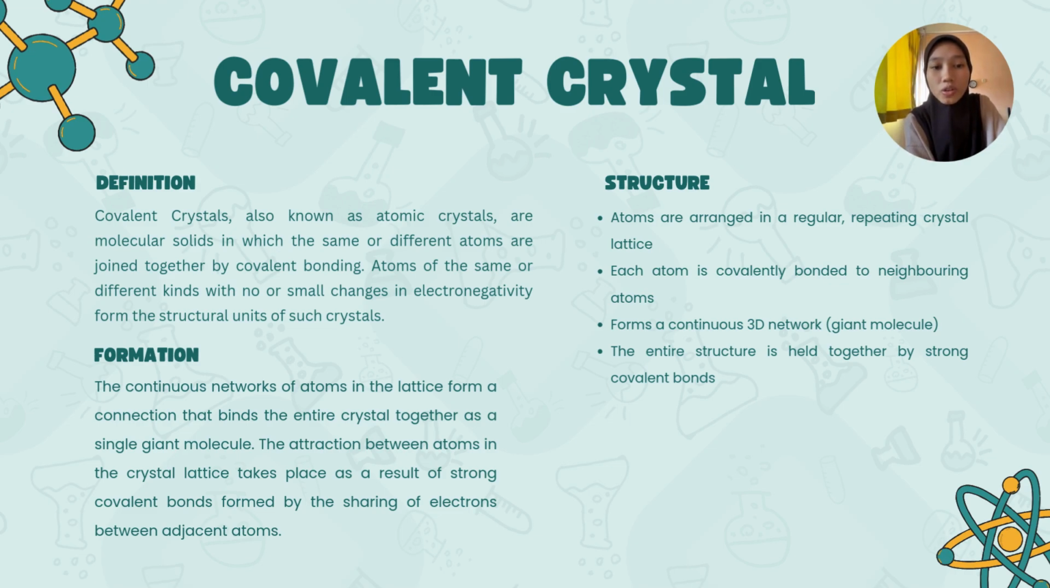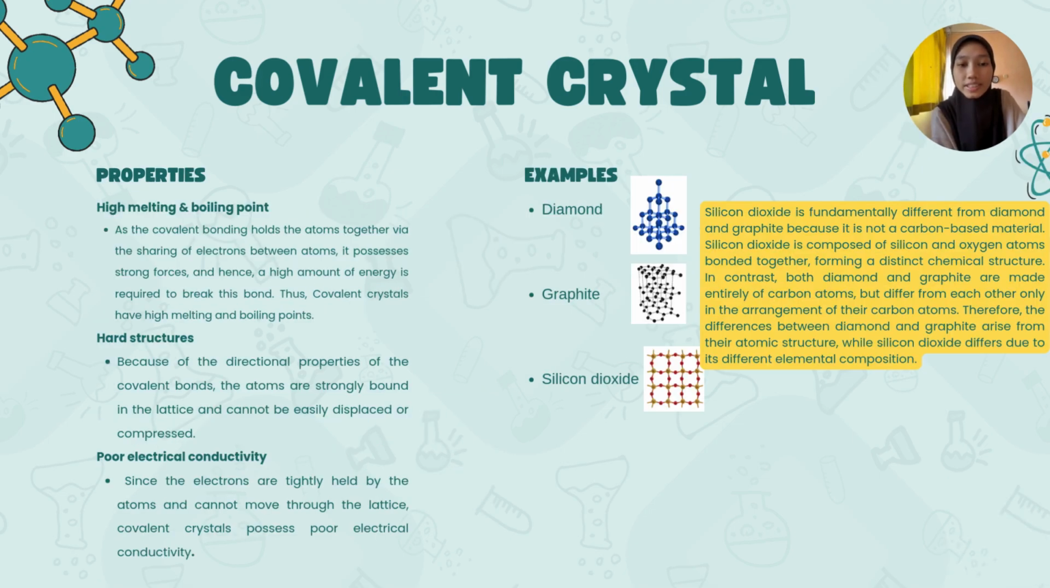The structure of covalent crystal is that the atoms are arranged in a regular, repeating crystal lattice. Each atom is covalently bonded to neighboring atoms, forming a continuous 3D network, and the entire structure is held together by strong covalent bonds. Covalent crystal has a high melting point and boiling point, as the covalent bonding holds the atoms together via the sharing of electrons between atoms. It possesses strong forces, and hence a high amount of energy is required to break this bond. Thus, covalent crystals have high melting and boiling points.